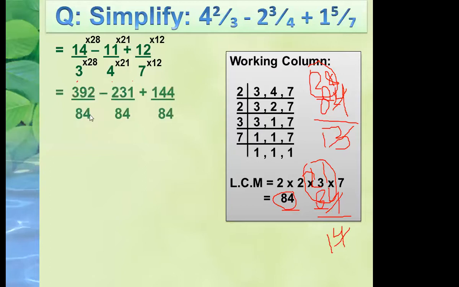Now what will I get after multiplying with them? 14 multiplied by 28 will become 392. 11 multiplied by 21 will become 231. 12 multiplied by 12 will become 144. 3 multiplied by 28 will become 84. 4 multiplied by 21 will become 84 and 7 multiplied by 12 will become 84. Now my denominators are common here. So simply I will subtract or add. But according to the DMAS rule, we have to perform addition first.